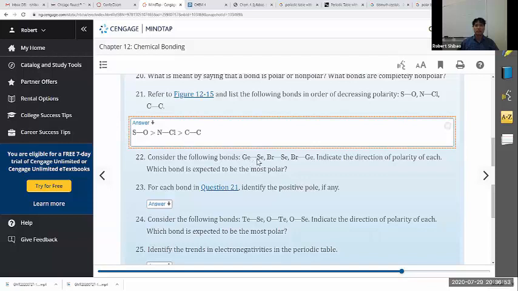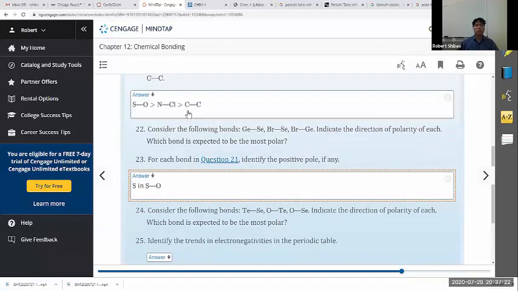Positive pole, if any. So germanium, selenium. Selenium's to the right, so germanium would be positive. Bromine versus selenium. Bromine's to the right. Selenium should be positive in this case. Bromine and germanium. Germanium should be positive. Oh, that wasn't the blue. For each, so that's it.